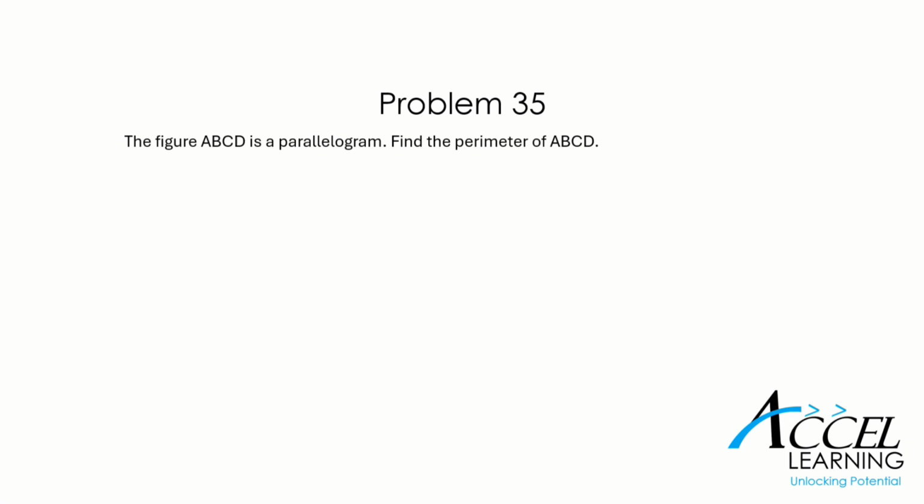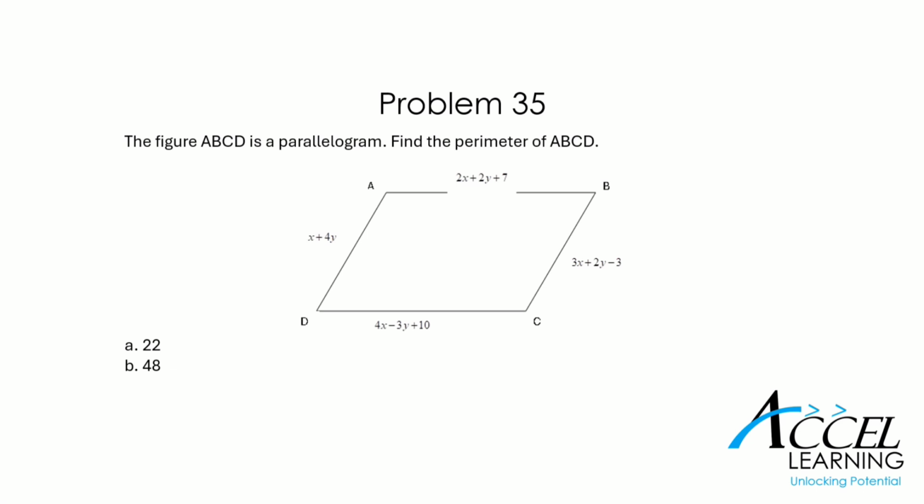So, here's the problem. The figure ABCD is a parallelogram. Find the perimeter of ABCD. A. 22, B. 48, C. 53, D. 59, E. 32.